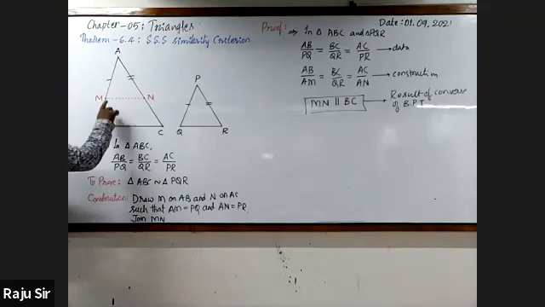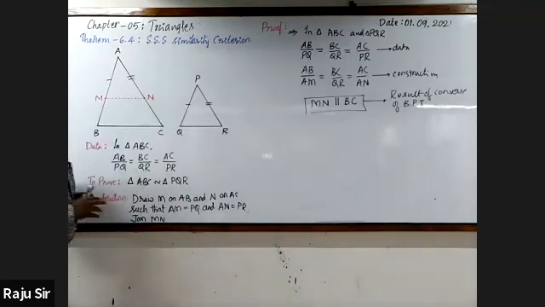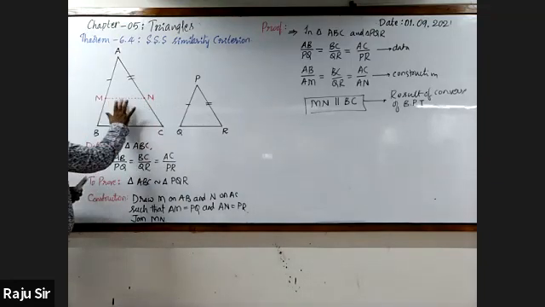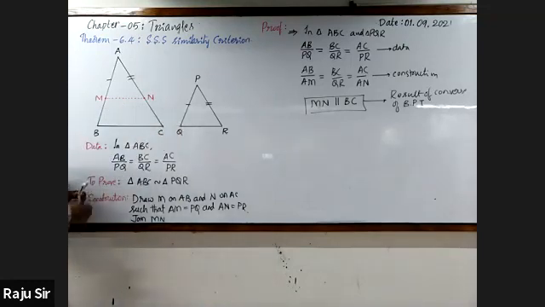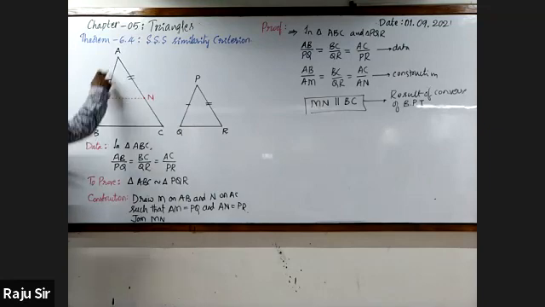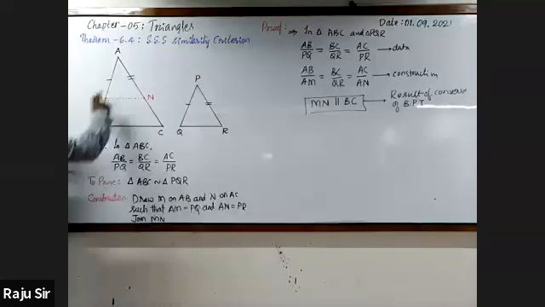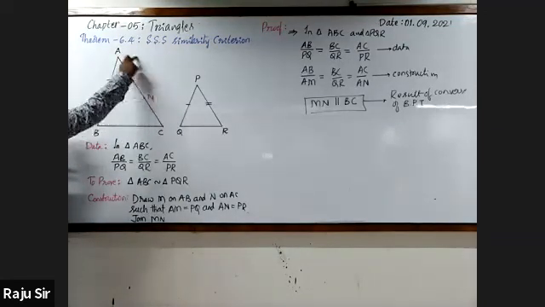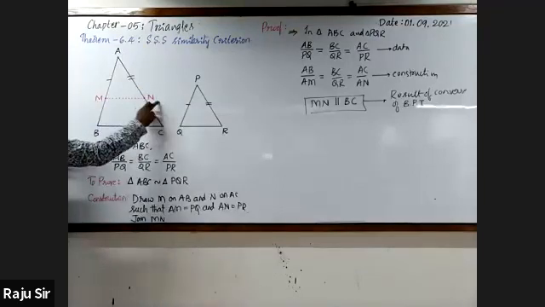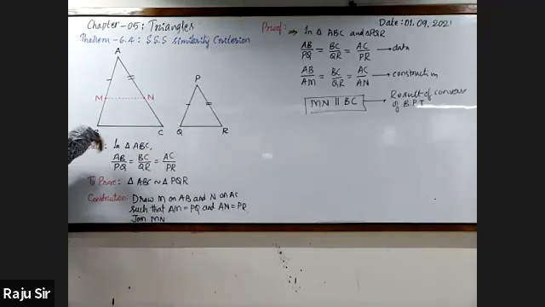But we are going to prove that MN is equal to QR, right? MN equal to QR on the way. So that is why I am going to use this result: AM by AB equal to AN by AC equal to MN by BC. Even if you take the reciprocals of all three, there will be no difference at all, right?